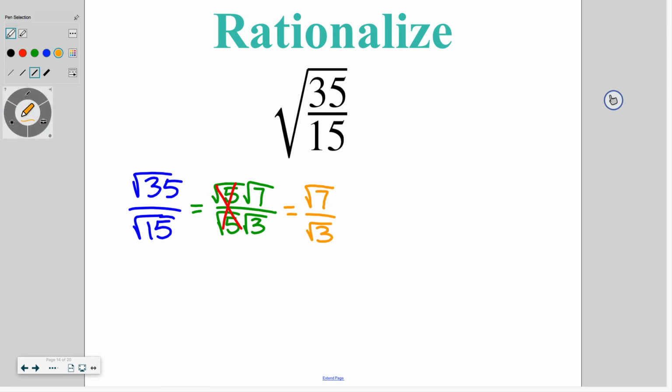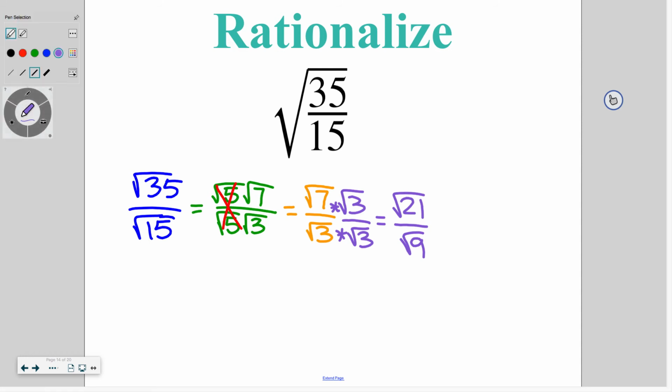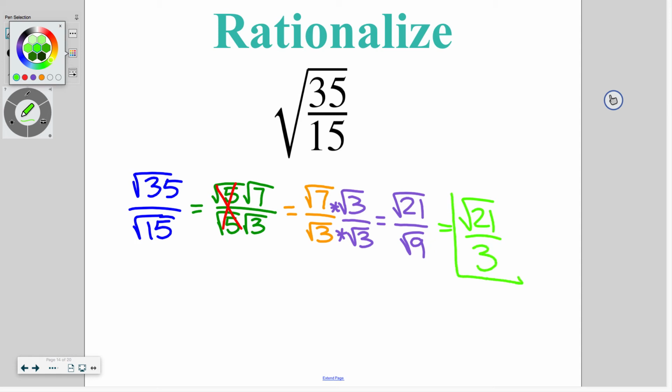So in order to get rid of the square root in the bottom, you need to multiply both the top and the bottom by that bottom square root. The reason we do this is now after I multiply, I have the square root of 21 over the square root of 9. We can now solve that bottom piece because the square root of 9 is 3. So I end up with the square root of 21 over 3, which again is an acceptable answer because the square root is in the numerator and not in the denominator.